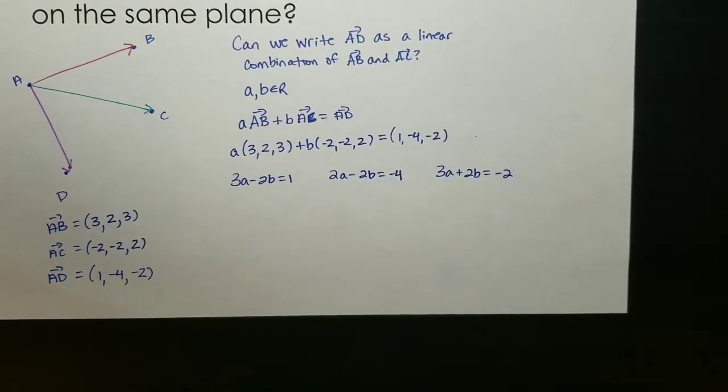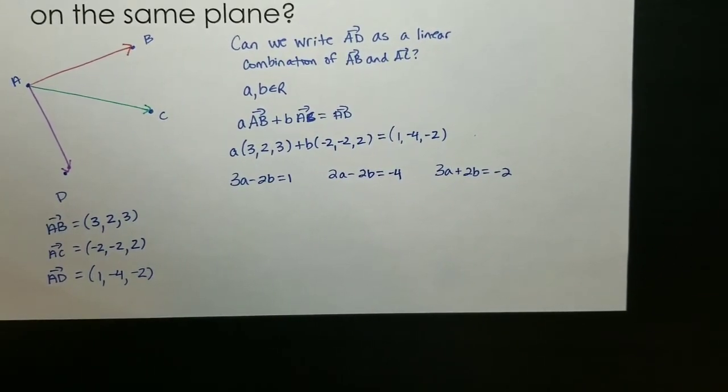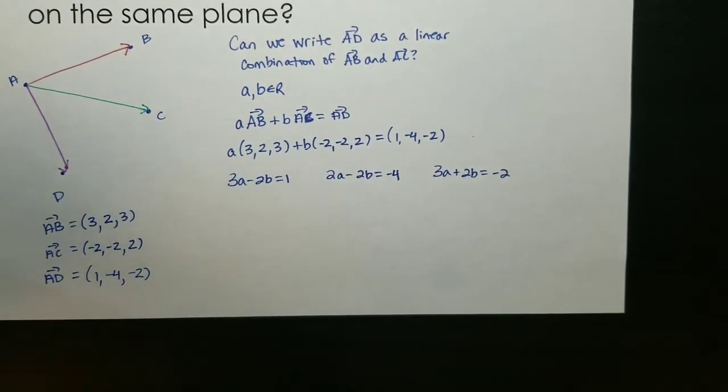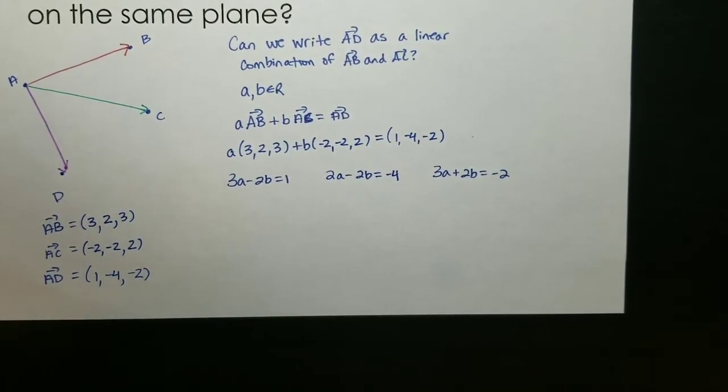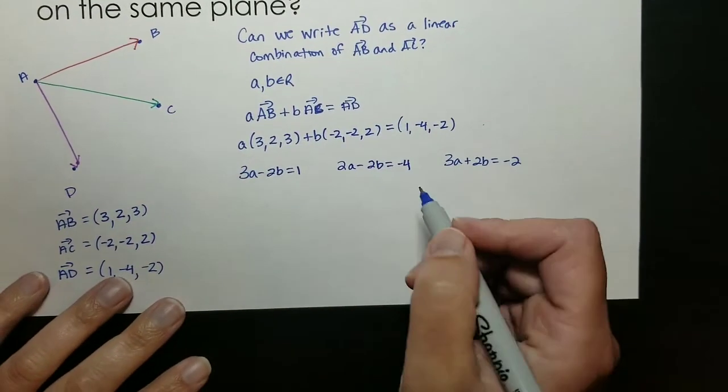So remember, for checking coplanar, you're always going to be able to find a solution for the first 2 equations. We need to check that solution and see if it's true in the 3rd equation. That's the key of saying, is this going to actually work out? Is this going to be a true value or not?